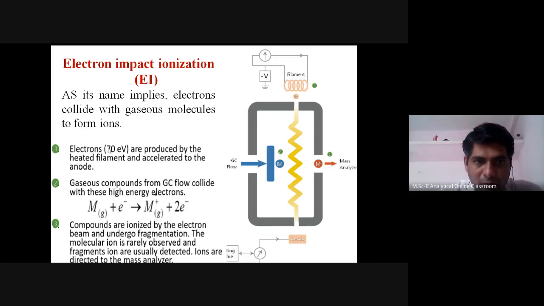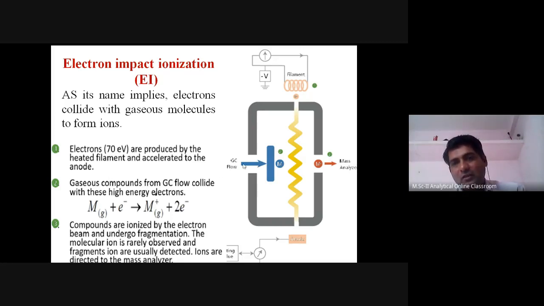Here we can see that electrons having 70 electron volts are produced by the heated filament. So this is the heated filament, and the electrons are accelerated to the anode. So this is the anode. The formation of electrons takes place here and they are accelerated to this end. It is called the anode. The gaseous compound from the GC flows in.